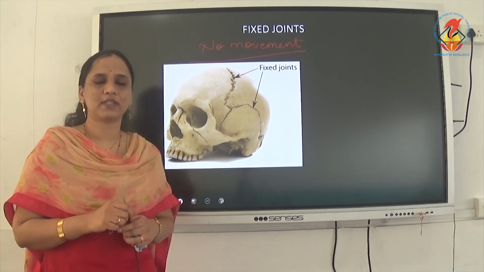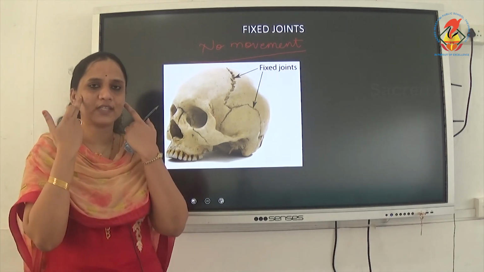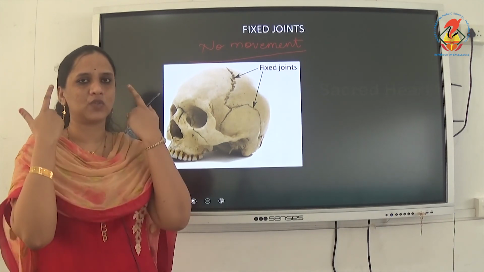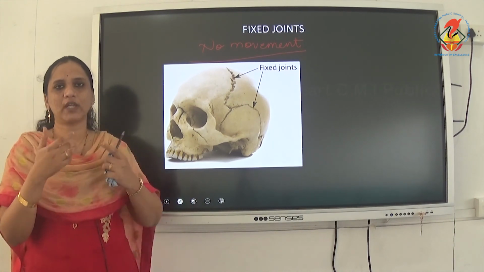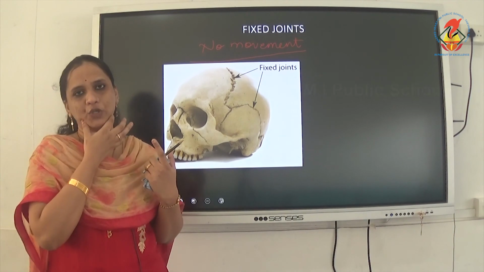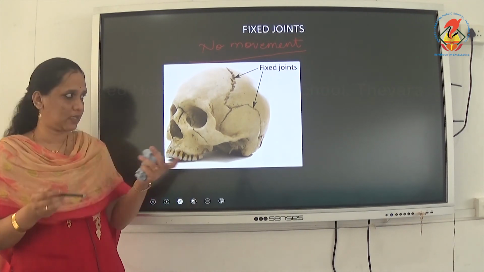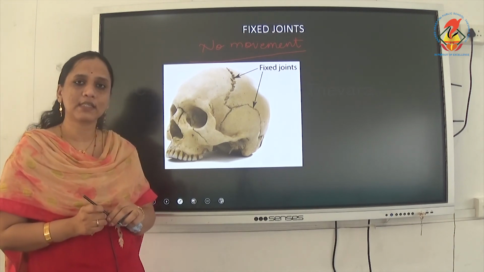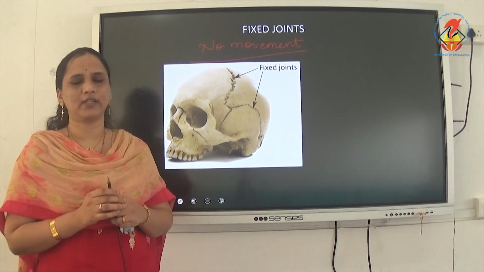Another example of fixed joint is your upper jaw. Your upper jaw is fixed tightly to the skull and no movement is possible there. The only jaw that you can move is your lower jaw. So, the upper jaw is an example of a fixed joint, another is your joint in the skull. So, they are fixed joints.